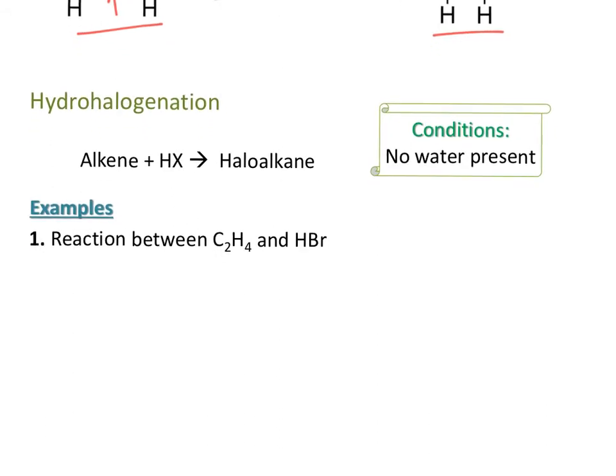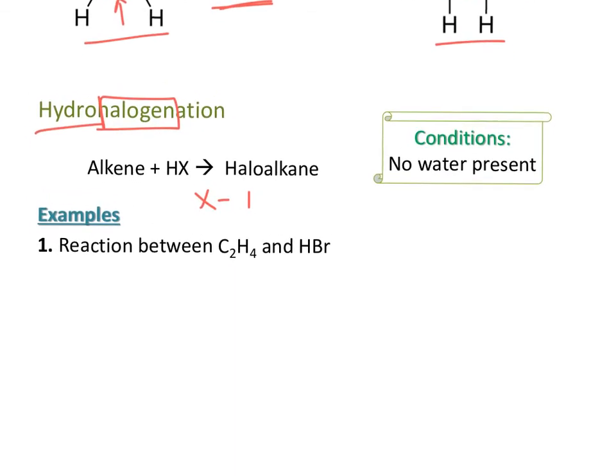The first one is hydrohalogenation, which means we add in a hydrogen halide, HX. Remember, X can be bromine, chlorine, iodine, or fluorine, any of the halogens. Important for this reaction to take place, there mustn't be any water present. Best thing to do, let's look at some examples.